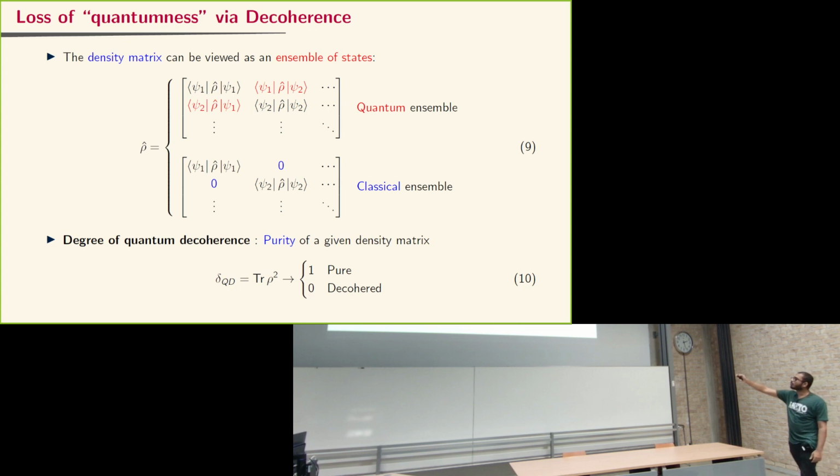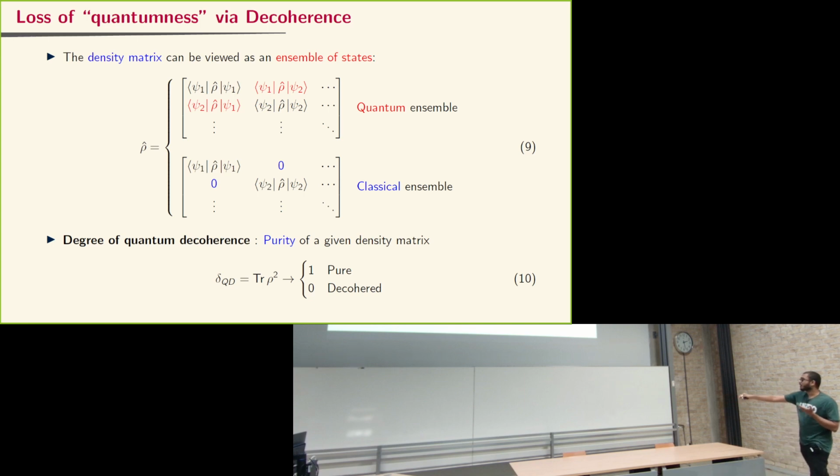So what I mean by that is basically you can look at the density matrix of the system and view it as an ensemble of states. You have, in one case, a quantum ensemble where you have off-diagonal terms in the density matrix, and decoherence basically refers to a scenario where all these off-diagonal terms drop out, and finally you have a density matrix that resembles a classical statistical ensemble. And a good way to measure the degree of quantum decoherence you have in your system is by looking at the purity of the density matrix.